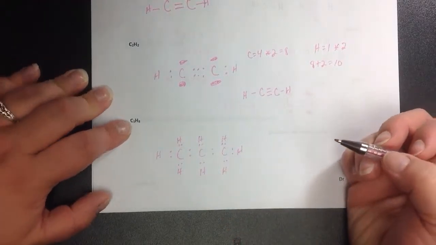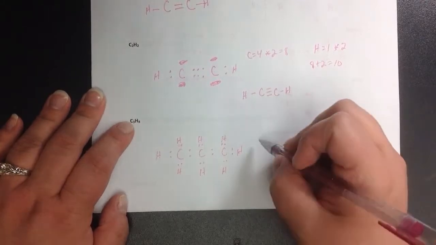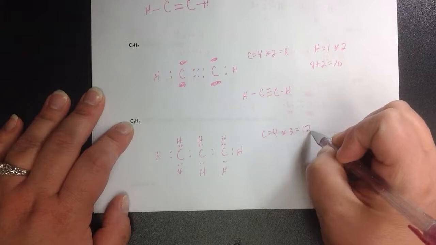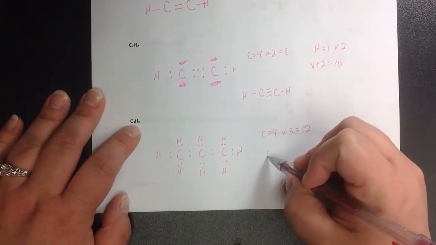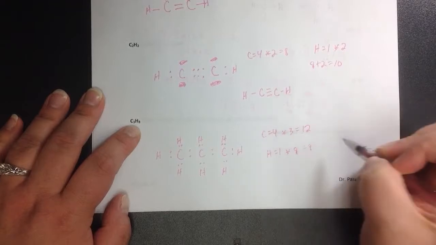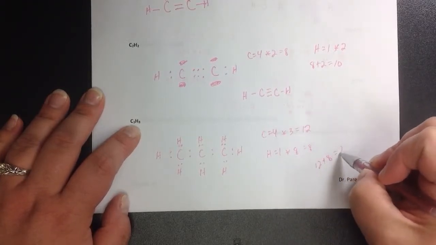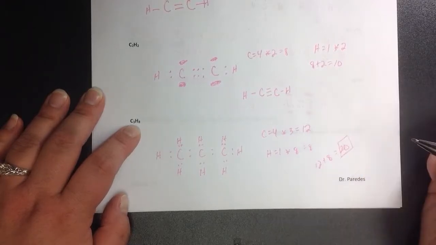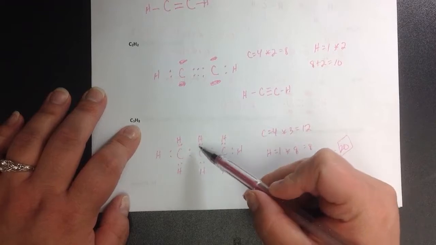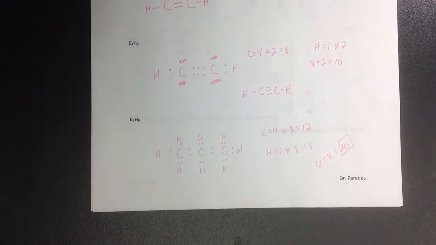We had 3 carbons. Carbon has 4 valence electrons times 3, that's 12. Hydrogen has 1 valence electron times 8 is 8. 12 plus 8 is 20. So let's see how many electrons we used: 2, 4, 6, 8, 10, 12, 14, 16, 18, 20. Guess what? It's perfect. That's awesome.